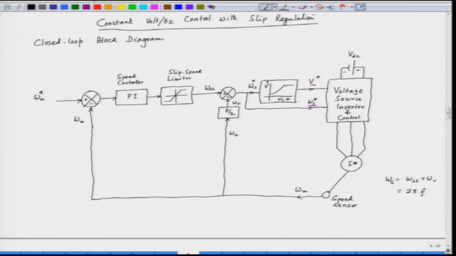with slip regulation. The advantage of this drive is that this is a closed loop drive. We have a closed loop feedback, there is no instability, and also we are limiting the slip speed. By limiting the slip speed, we are also limiting the torque as well as the current. So, the current of the motor cannot exceed beyond the rated value.